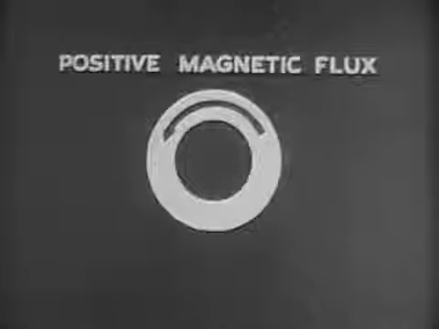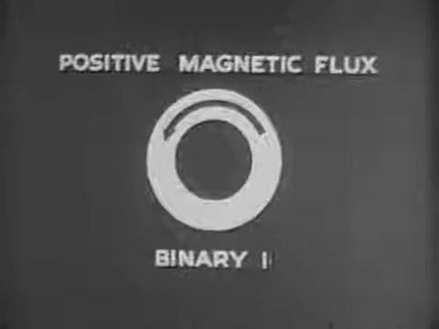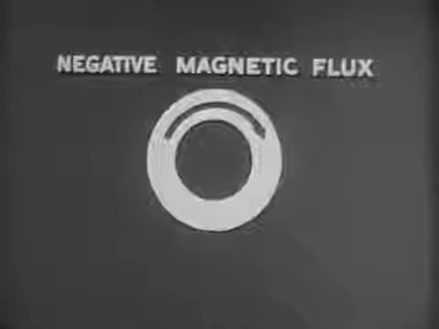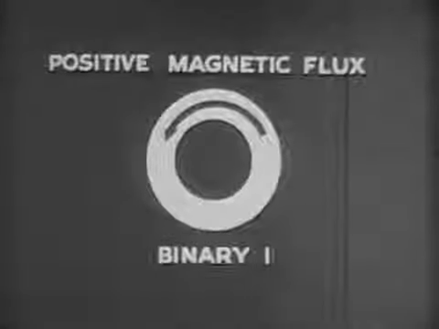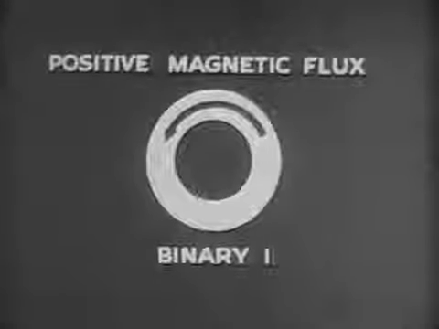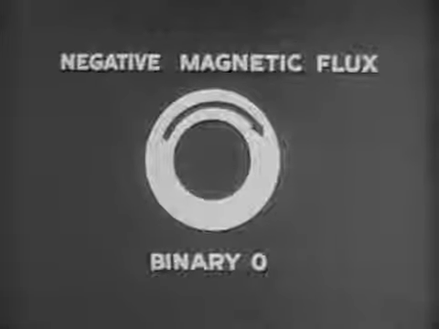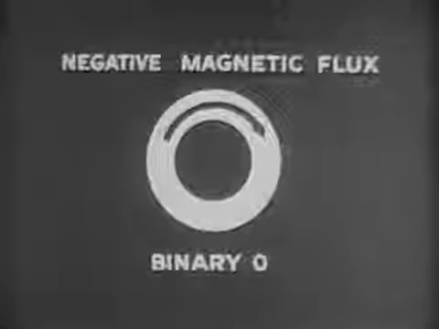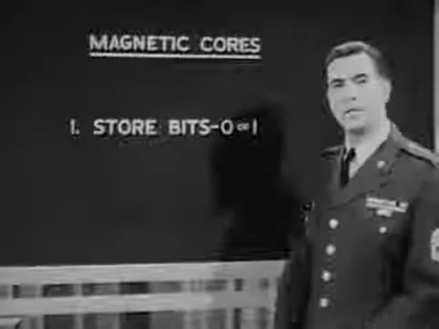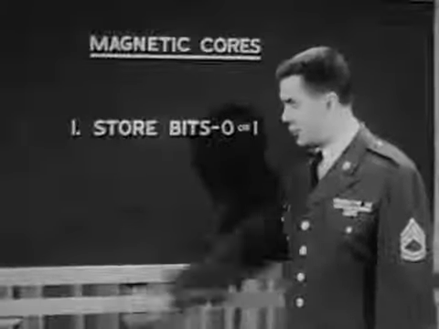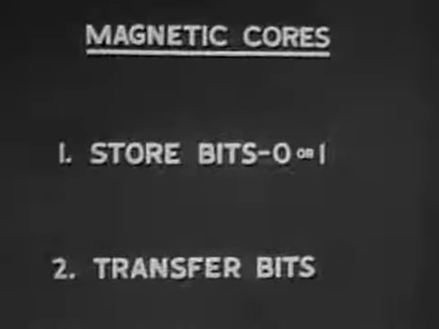When the magnetic lines of force point in one direction around the core, they are a positive magnetic flux, and the core is said to hold a binary 1. If the direction of magnetism is reversed, the flux becomes negative, and the core holds a binary 0. However, remember that this arbitrary definition of positive magnetic flux representing binary 1 and negative magnetic flux representing binary 0 may be reversed in some systems. So far, we've been establishing the function of magnetic cores. They store binary digits, or bits, 0 or 1. Now we're going to see how they do it, and also how they transfer bits from one core to another.